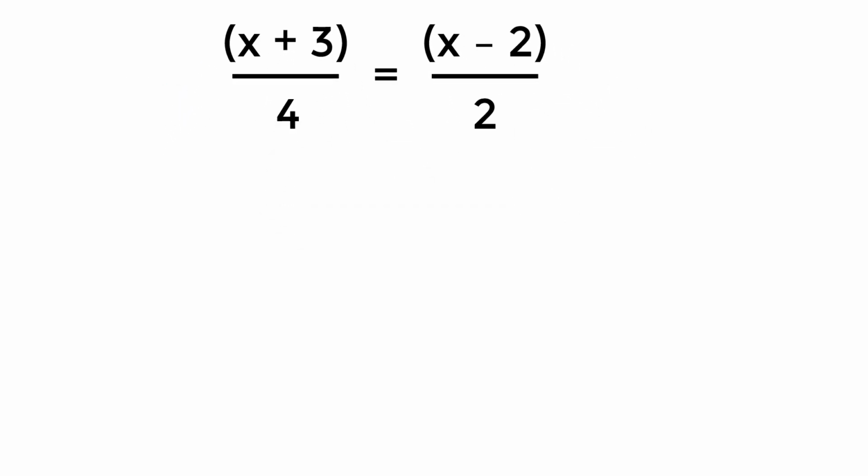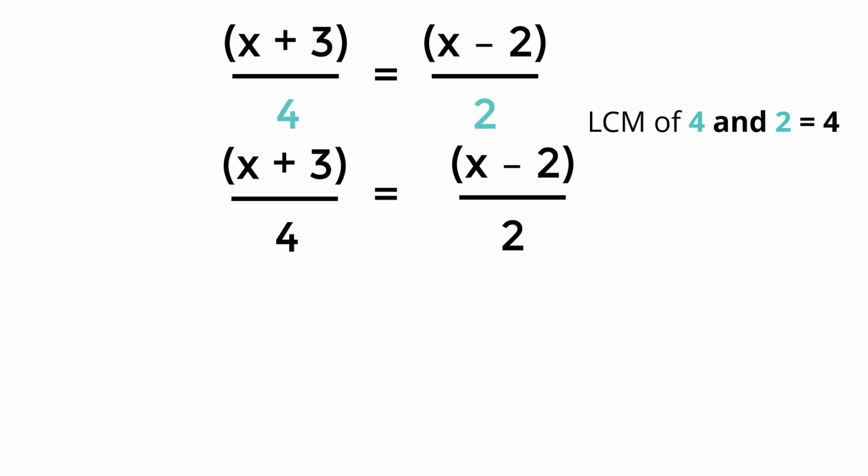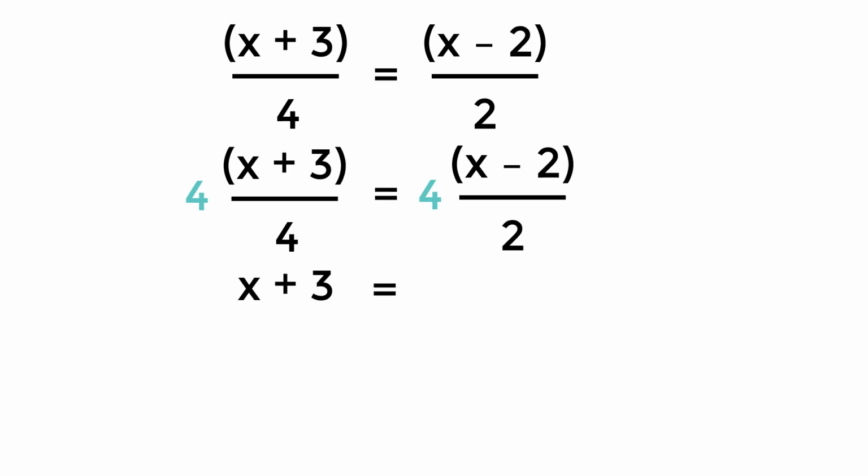Now, let's go through the solution. First, find the lowest common multiple of 4 and 2, which is 4. Next, multiply both sides of the equation by 4 to clear the fractions. On the left side, 4 divided by 4 is 1, so we are left with x plus 3. On the right side, 4 divided by 2 is 2, so we get 2 times x minus 2.